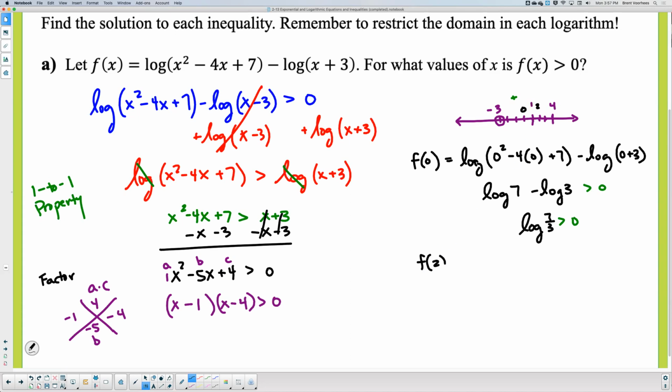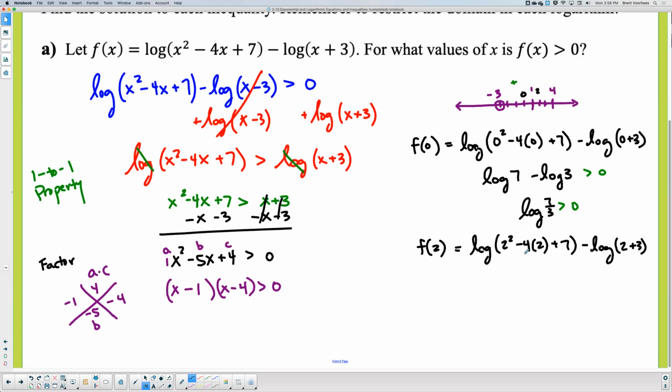So if I tried f of 2, what I'm looking at is log of 2 squared minus 4 times 2 plus 7. I'm plugging in right up here. Minus log of 2 plus 3. Okay, what happens this time? Well, we would have log of 4 minus 8, that's -4 plus 7 is 3. Log 3 minus log 5. That's going to be less than 0.